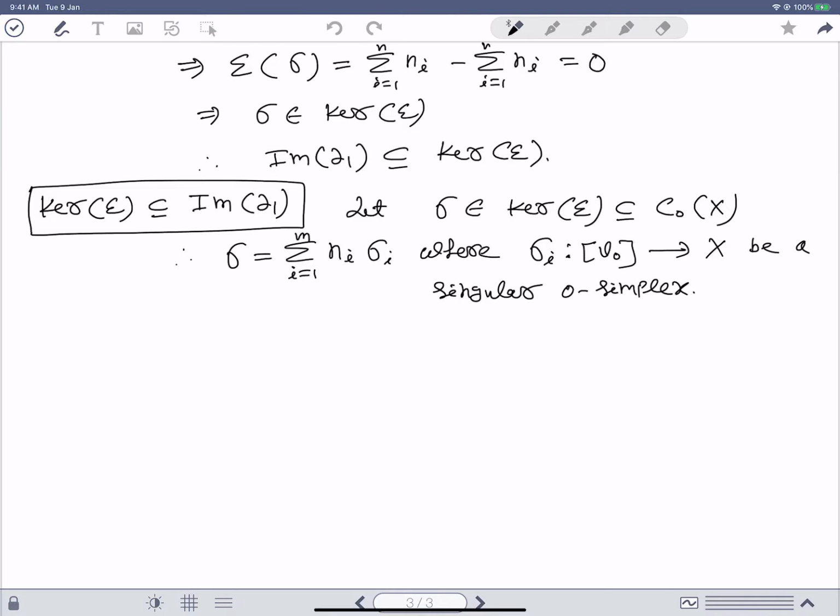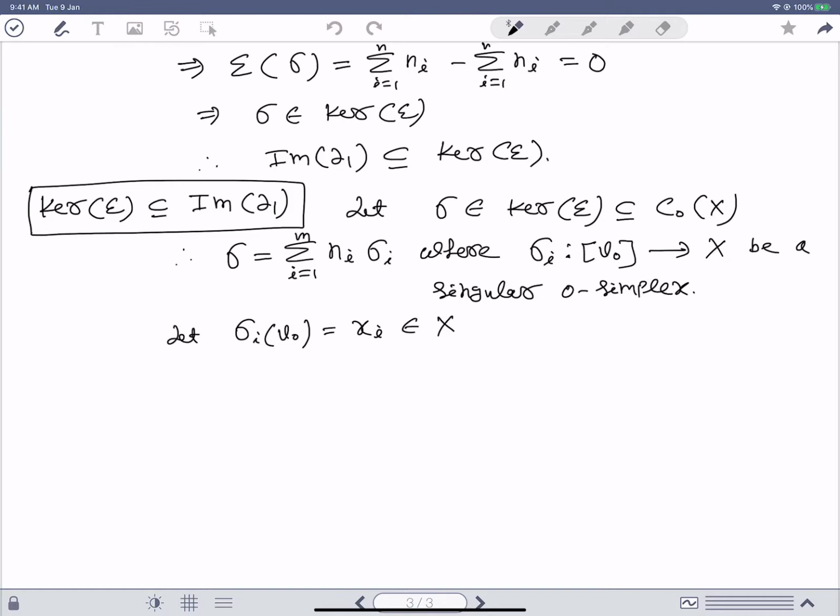So let sigma_i of v0 equal x_i, that is a point belonging to X, right. So that's mean since the domain of sigma_i is a vertex, the image is also a vertex, and that sigma_i is uniquely determined by the image, that is because the image is a point, right. That's mean if we have any singular zero simplex whose image is x_i, then that singular zero simplex should be my sigma_i. Fine.